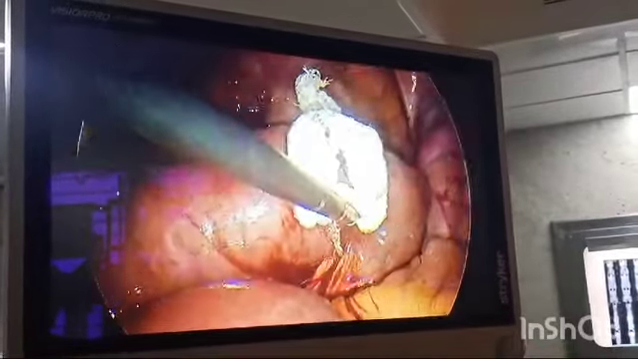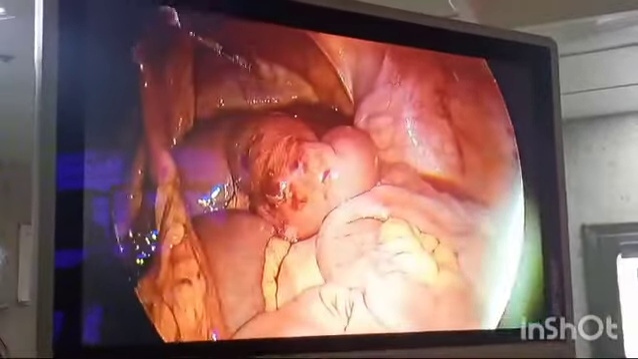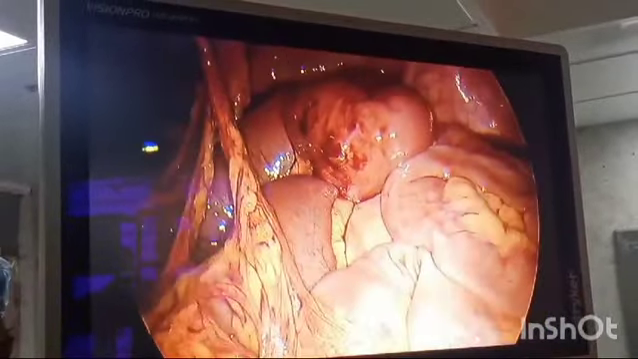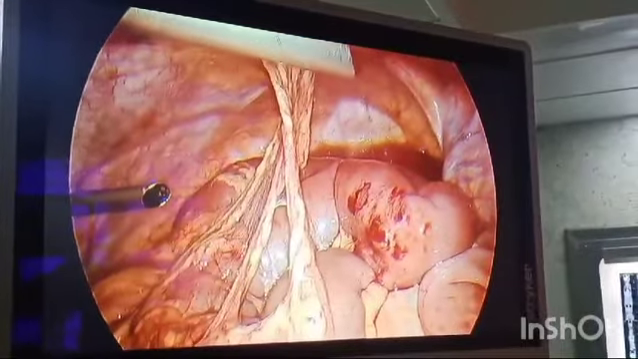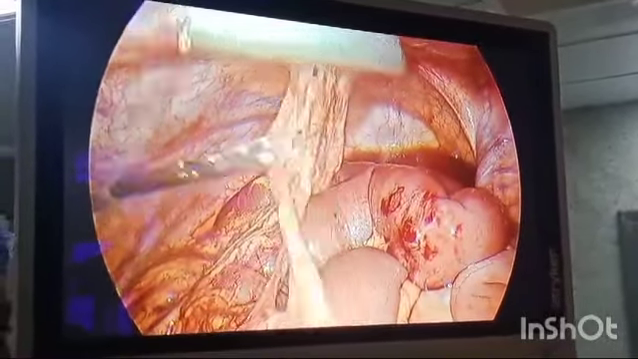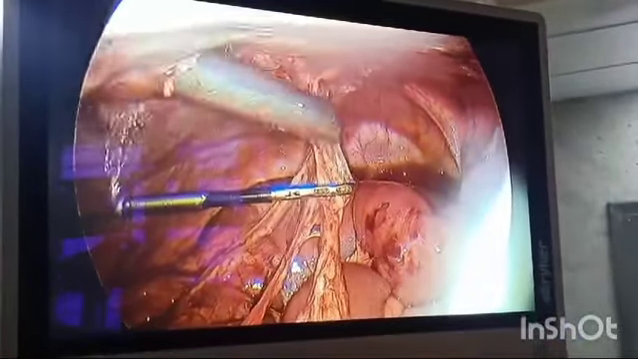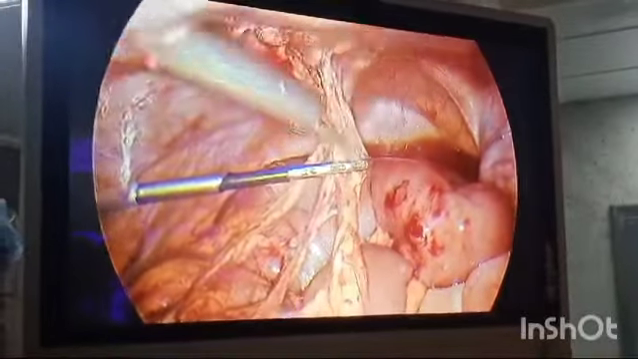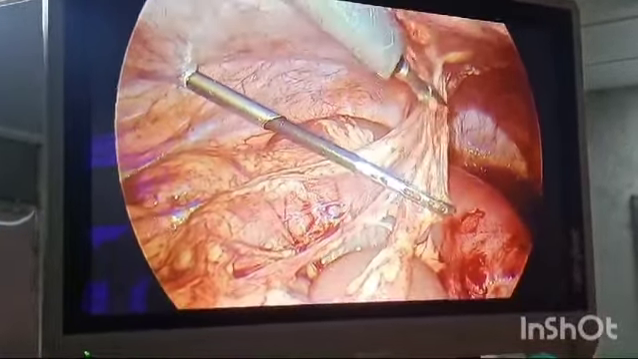Omentum was seen adherent to the Pfannenstiel scar. The omentum was held with the forceps, and the adhesions to the anterior abdominal wall at the Pfannenstiel scar were released using diathermy. Hemostasis was achieved by using diathermy.